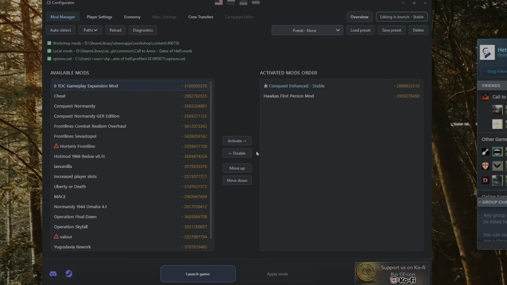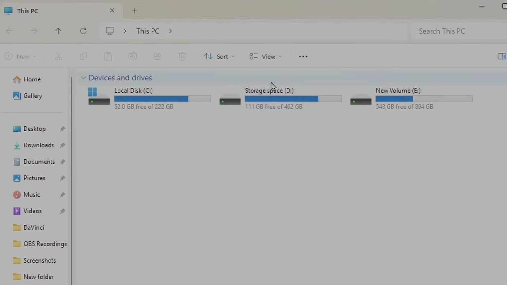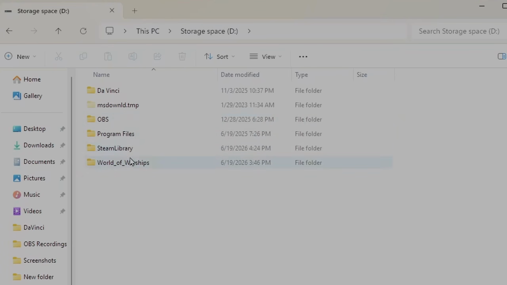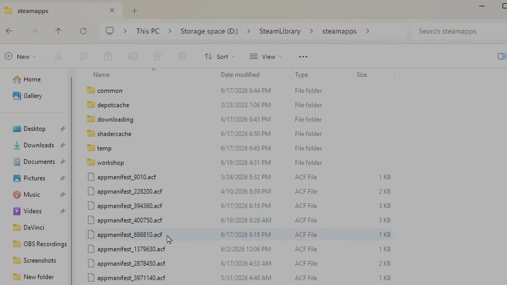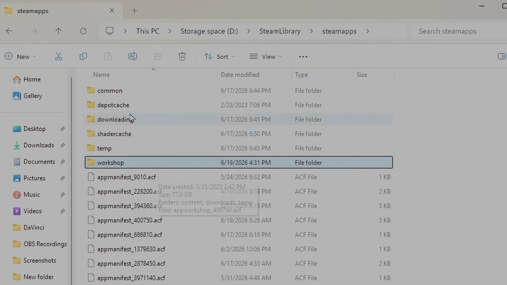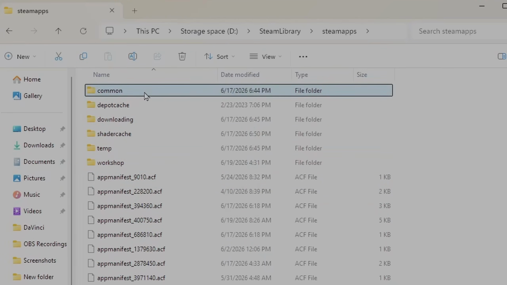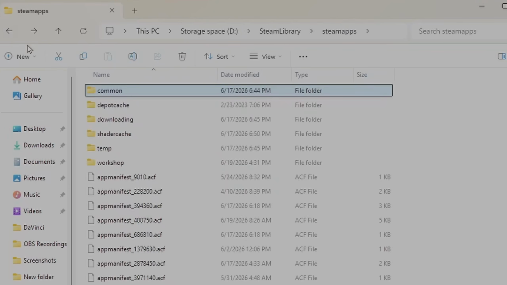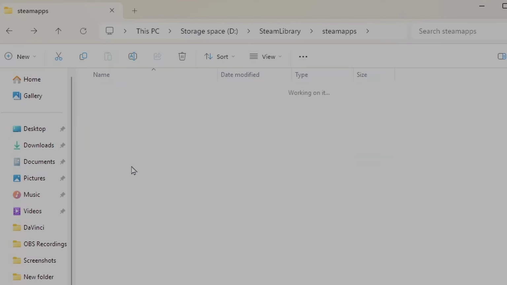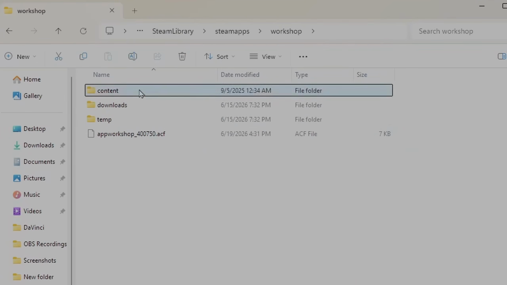How do we find the Configurator app? Well, first I'm going to go to this PC, and then I'm going to look for the storage space that is containing my Steam library. I know for me it's D, so I'm going to go over here into Steam library and then Steamapps. Over here you have the list of all the mods, and over here you have common, which is basically all the games that you have installed. If you want to check game files, usually you go there. But we're going to go into workshop and then content.